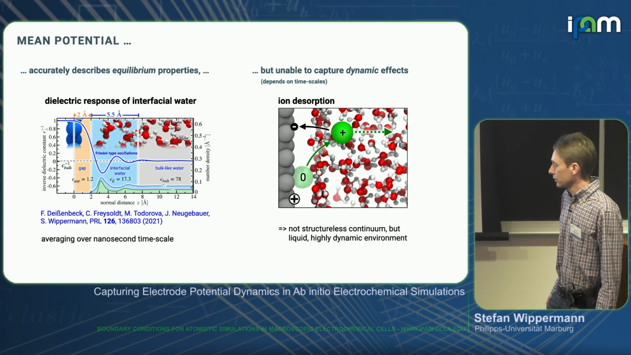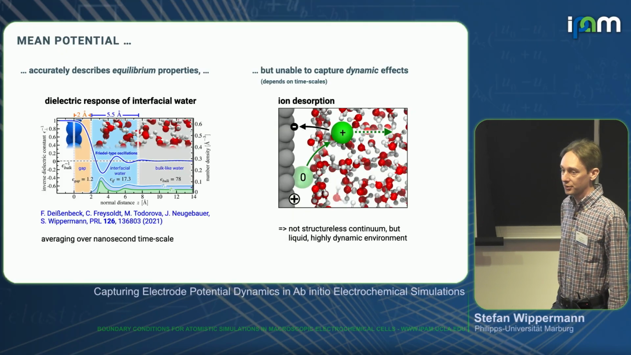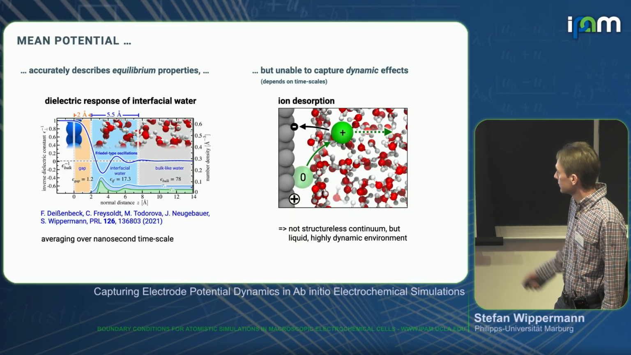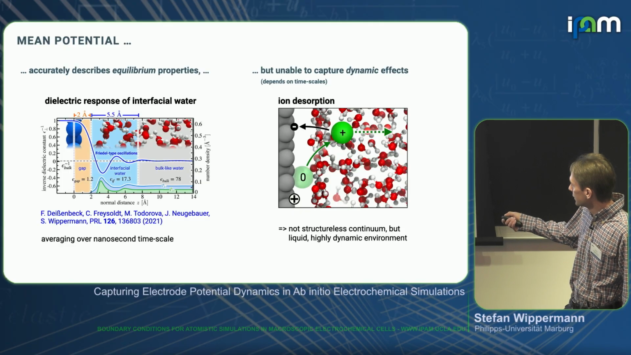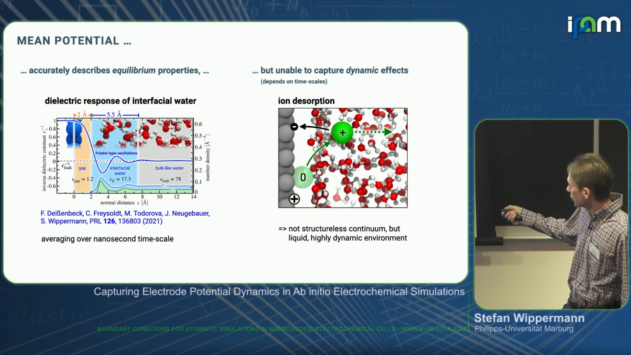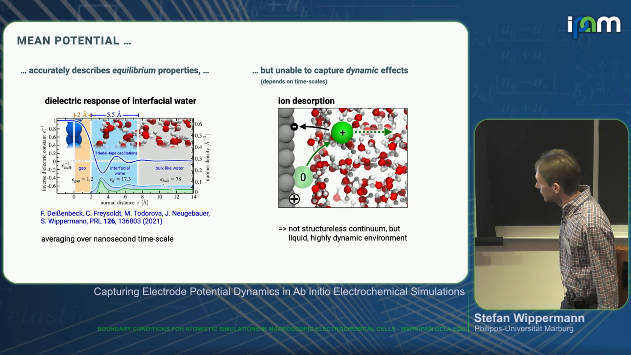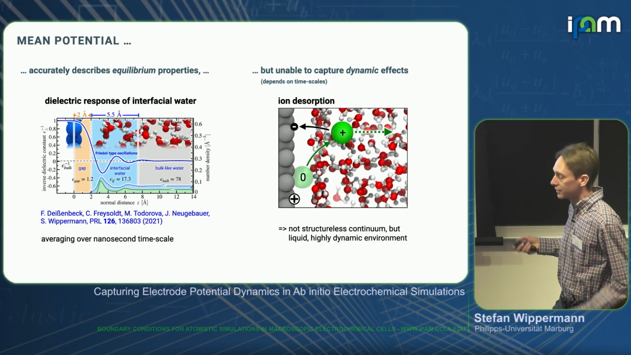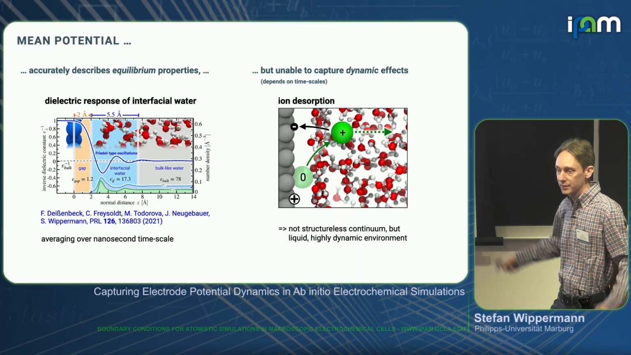But if you look at reactions, then you may want to take into account that this is not a structureless continuum, but it's really a highly dynamic, liquid environment. So for an ion desorption reaction, for example, as we have here, this ion needs to, first of all, it's a neutral atom. It has to charge, the electron has to go to the surface, and the ion has to go through this layer. And this is all highly dynamic. So the goal is we want to ensure that the dynamics we have here in this small supercell replicates the dynamics we would have if we had the huge system in a simulation.